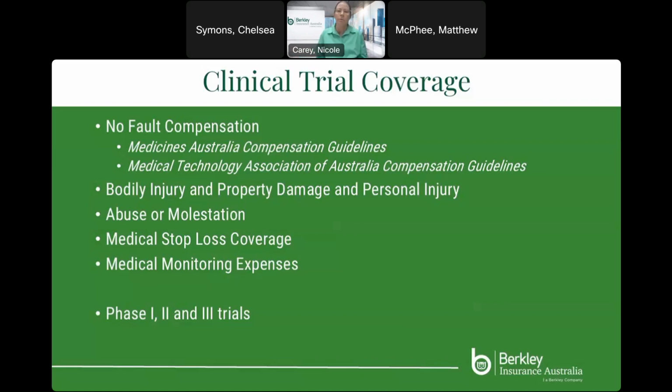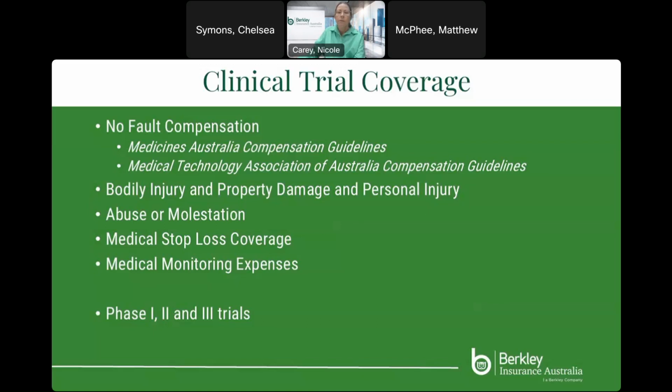So there's a number of restrictions to coverage. There always is with abuse and molestation claims. The main one is that the insured didn't participate in the abuse and that they reported the abuse or molestation as soon as they became aware of it.